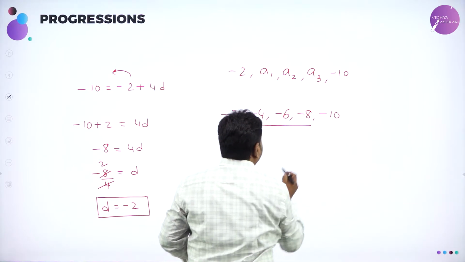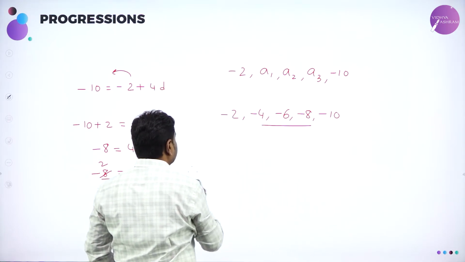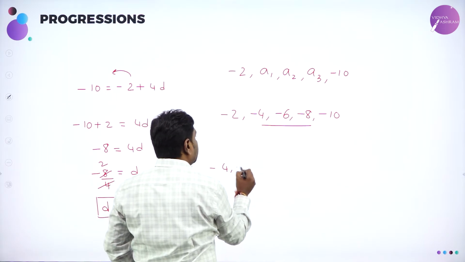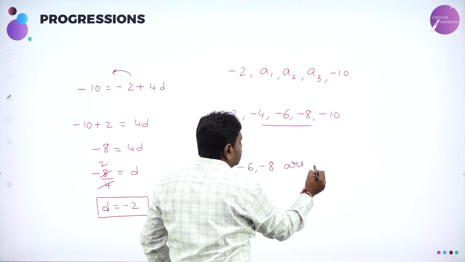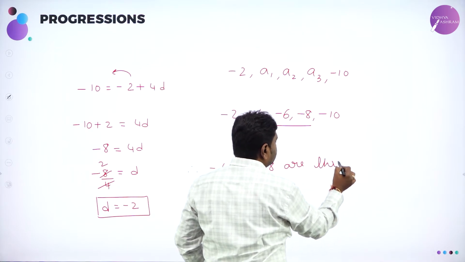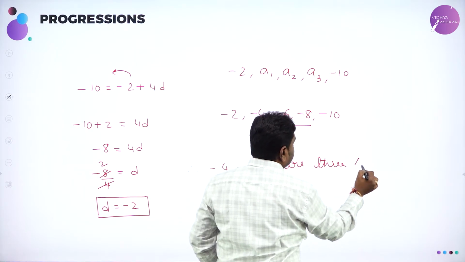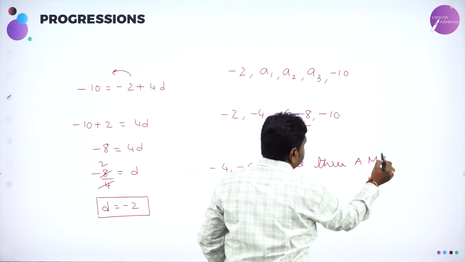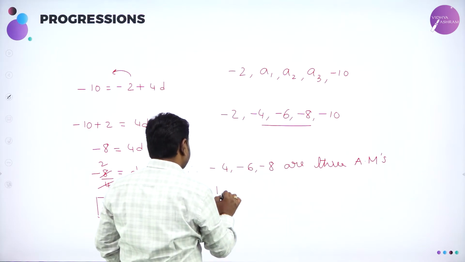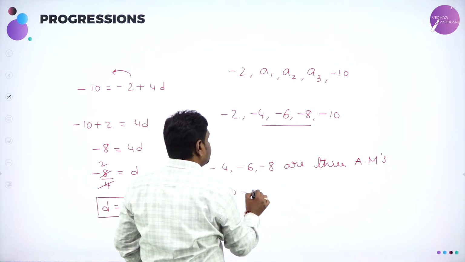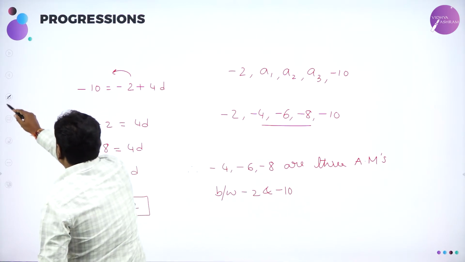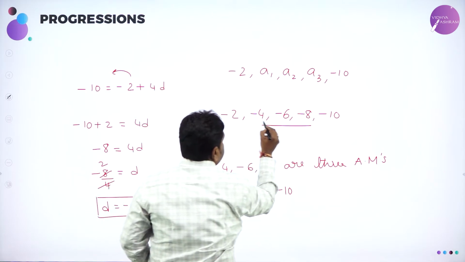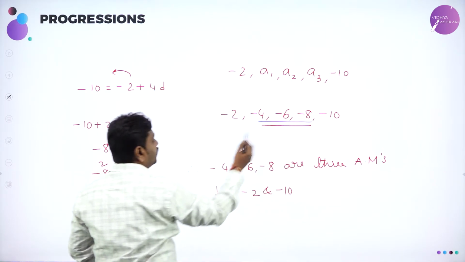So these 3 are the arithmetic means. Therefore, minus 4, minus 6, minus 8 are the 3 arithmetic means between minus 2 and minus 10. Between minus 2 and what? Minus 10. So these are the 3 arithmetic means lying between these.